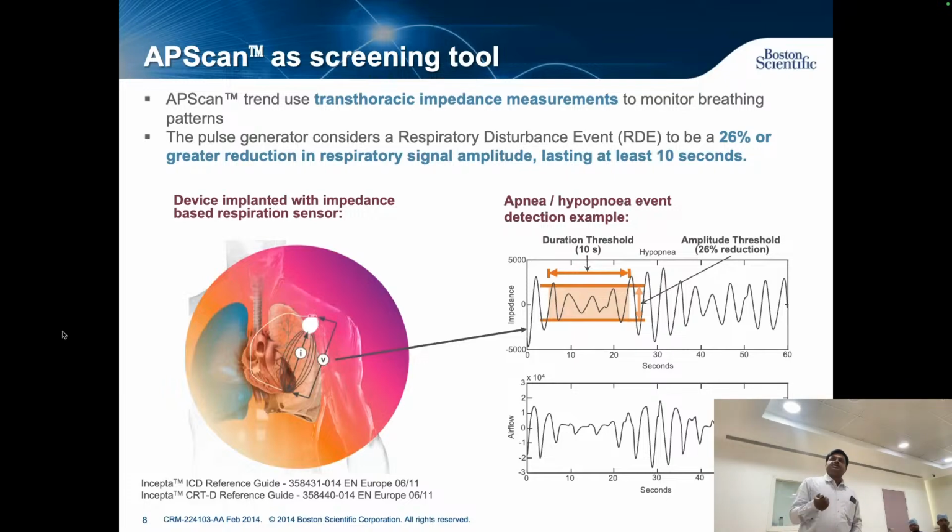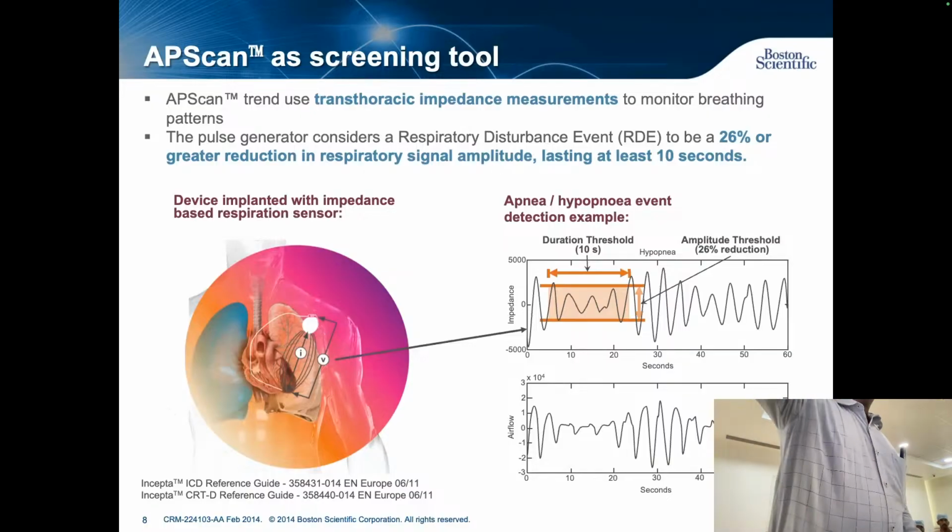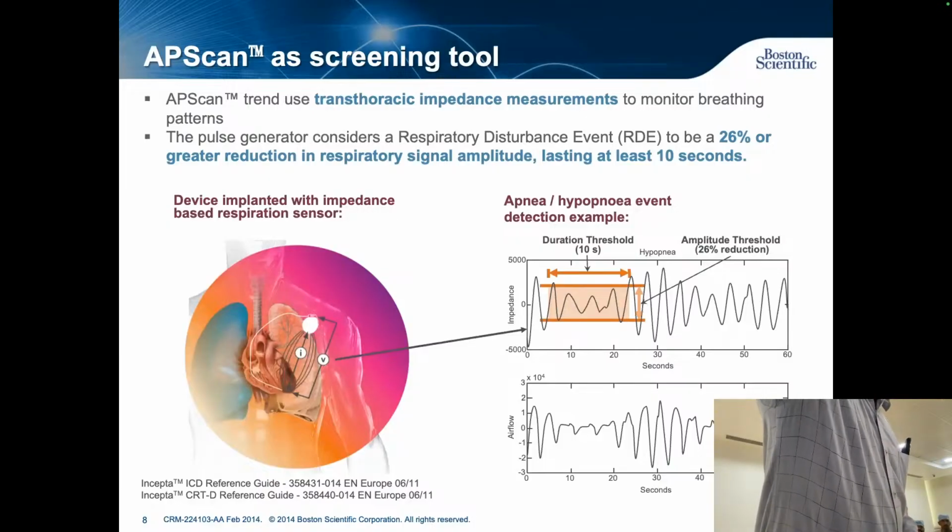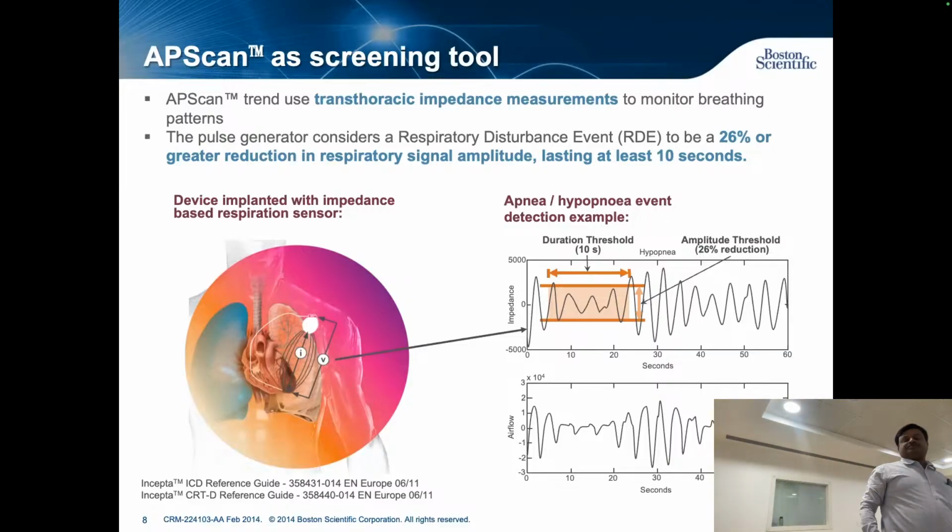If you see here, there is a time window of about 10 seconds, and if the amplitude of the breath is reduced by 26% of normal, then the device is going to count that as one event. Any Cheyne-Stokes type breathing that is happening, it will take.